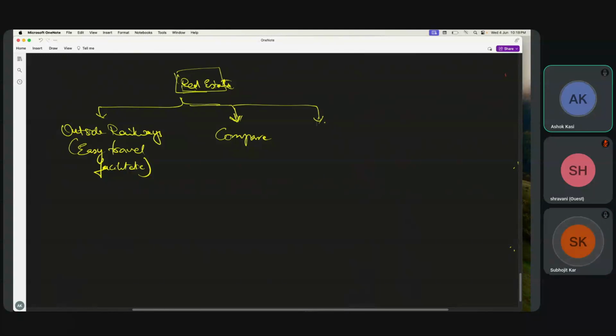So let's say I spent 50 lakhs to build this bungalow. So the value cannot be less than 50, because I myself have spent 50 lakhs. Are you able to understand this?